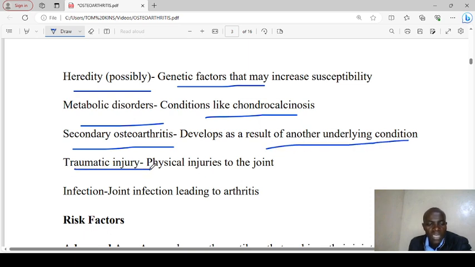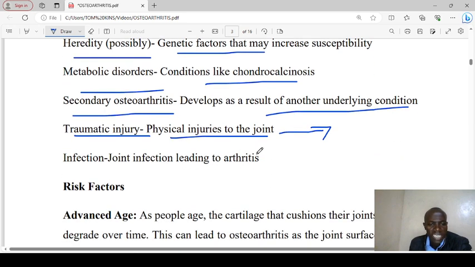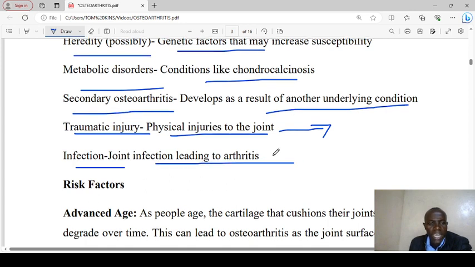We also have traumatic injury, where physical injuries to the bones can set the process of moving from stage 1, stage 2, and stage 3, and finally there is inflammation. So also infection, joint infection can lead to arthritis.